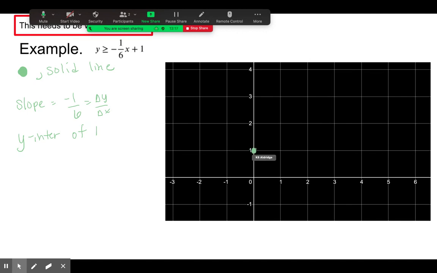Next thing, use your slope, go down 1/6, 1, 2. Cool. And 2 points make a line. So that's all you're going to need. And with 2 points making a line, be as careful as you can.